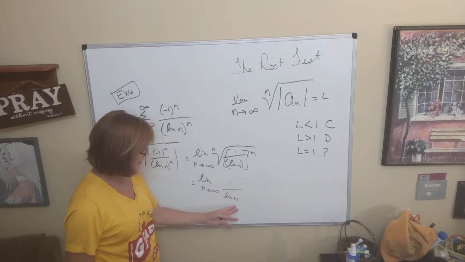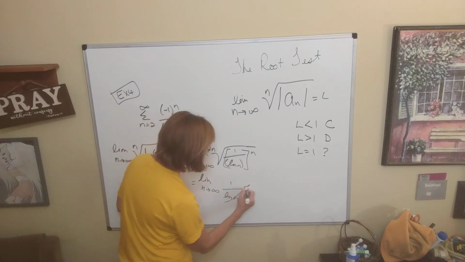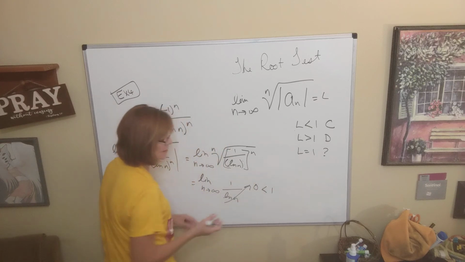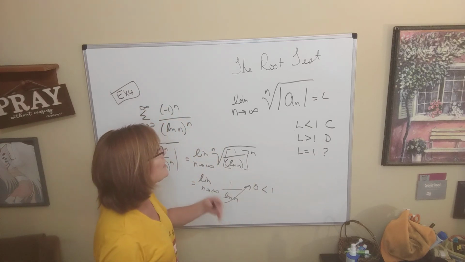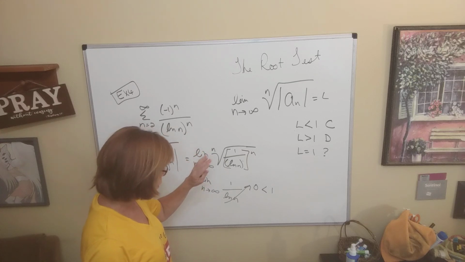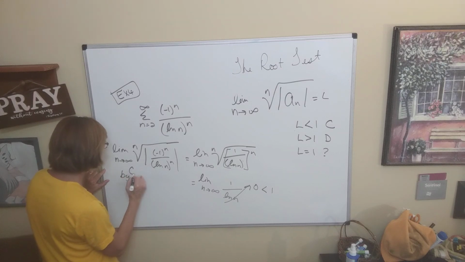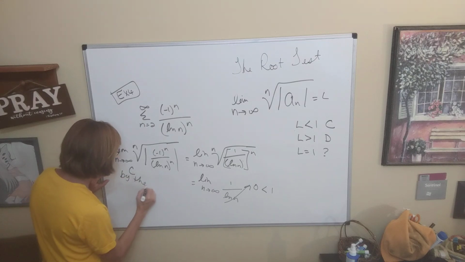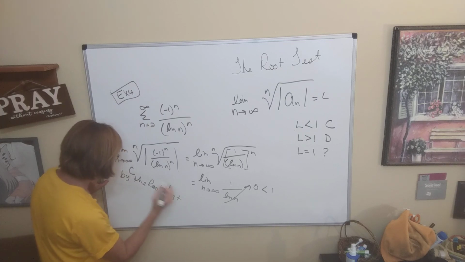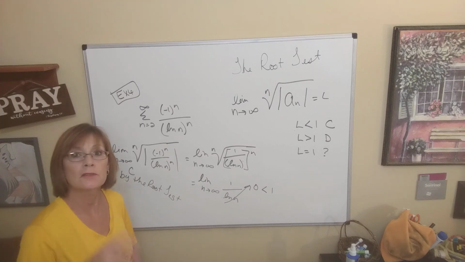Well, as n increases without bound, so does the natural log of n, and so this is going to 0. The limit is 0, which is less than 1. Since it exists and it's less than 1, we can say that this series is absolutely convergent, or it converges by the root test. And that's how you can apply the ratio and the root test, and that's what absolute convergence is.